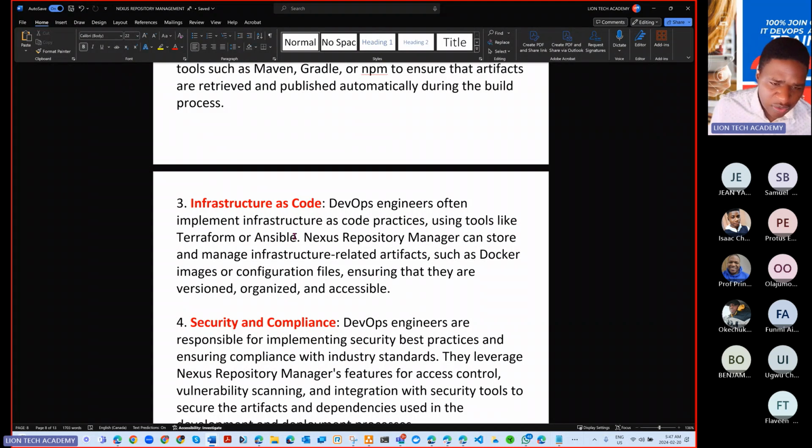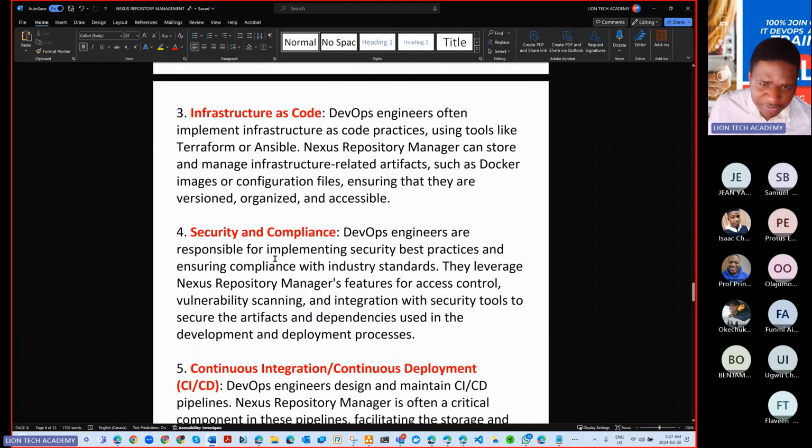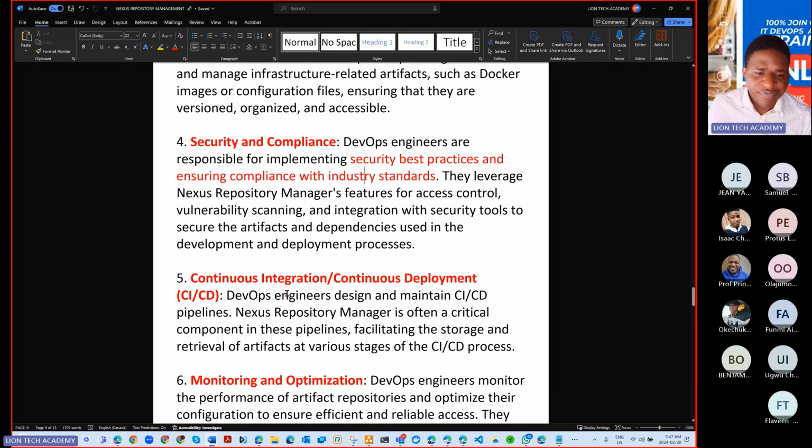The next one again is security and compliance. We are responsible for implementing security best practices and ensuring compliance with industry standards. So this becomes your responsibility. They leverage Nexus Repo Manager's features for access control, vulnerability scanning, and integrate with security tools to secure the artifacts and dependencies used in the development and deployment processes. So that also becomes very serious stuff.